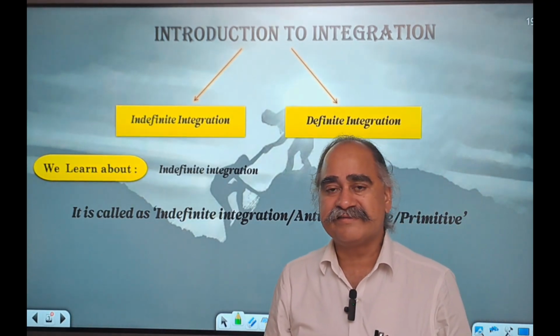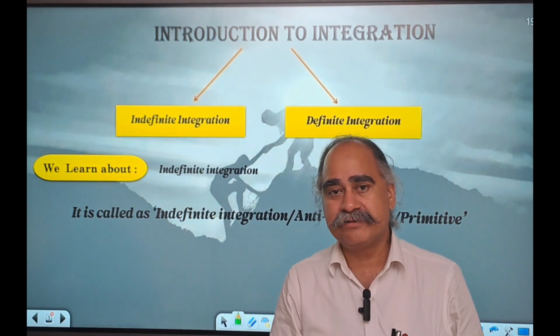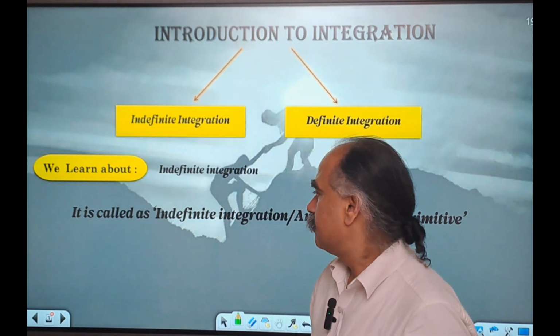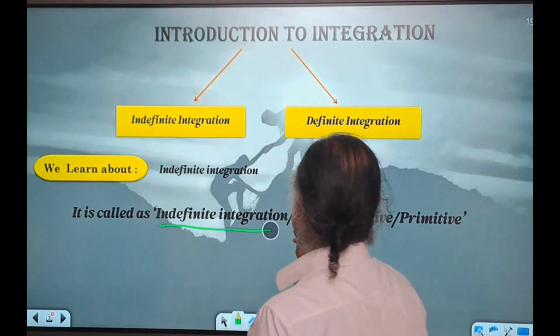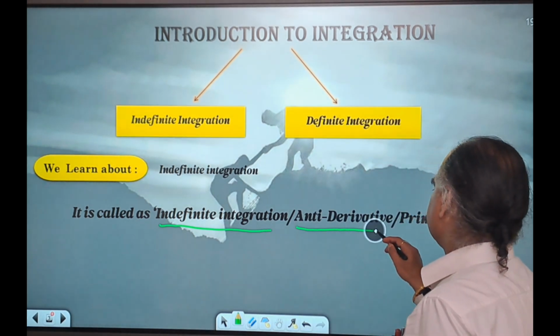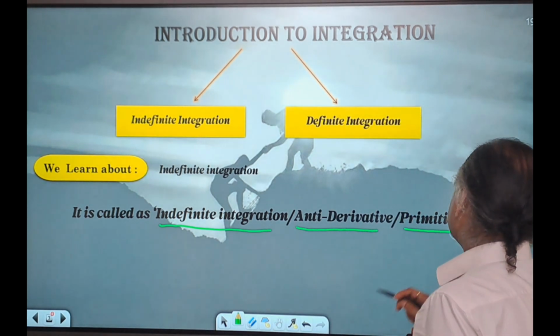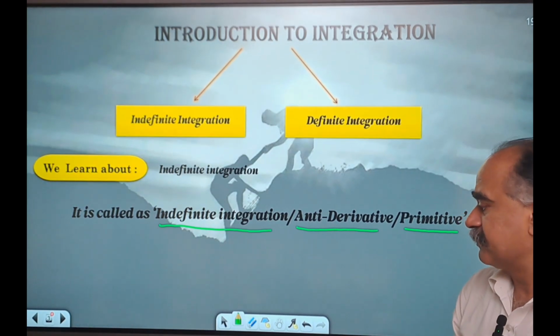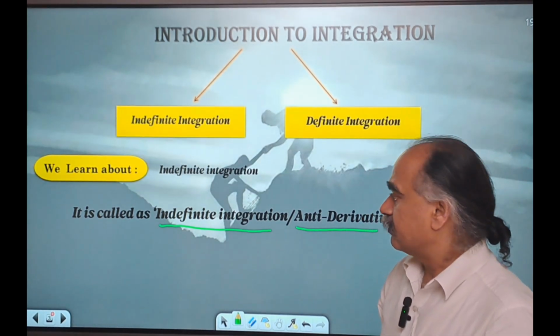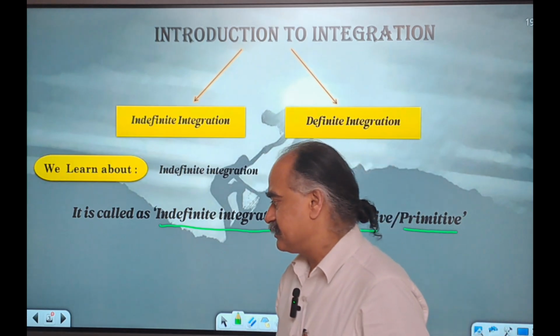Indefinite integration is also known as antiderivative, or it is also known as primitive. So these are three different names for this particular topic. So let us begin indefinite integration.